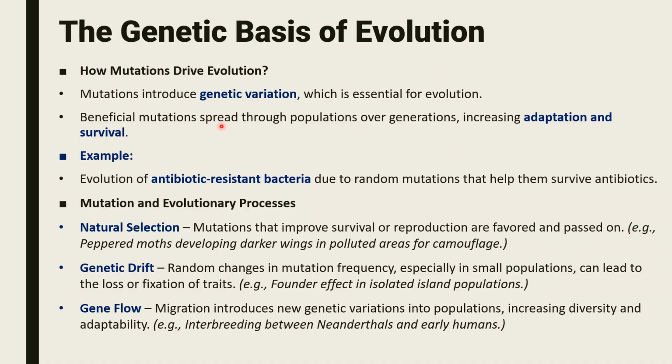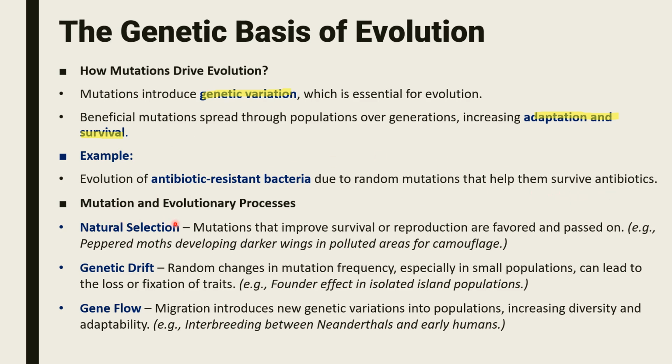The genetic basis of evolution. How mutation drives evolution. Mutation introduces genetic variation, which is essential for evolution. So, genetic variation, adaptation, and survival. Beneficial mutations spread through a population over generations, increasing adaptation and survival. For example, the evolution of antibiotic-resistant bacteria due to random mutation that helps them survive antibiotics.